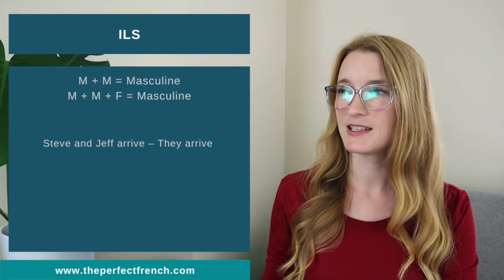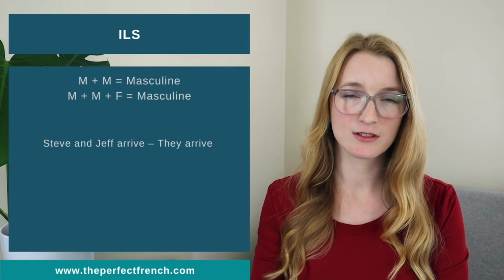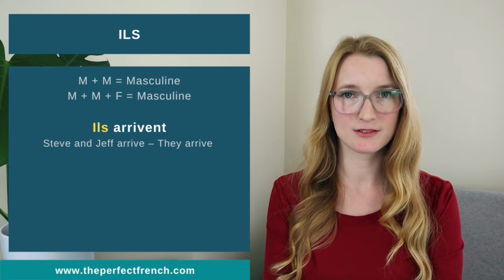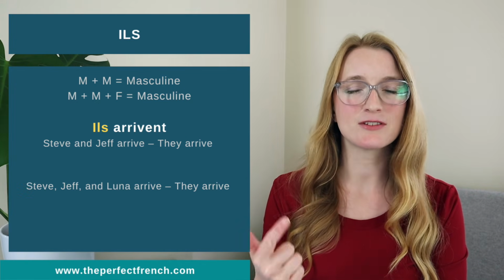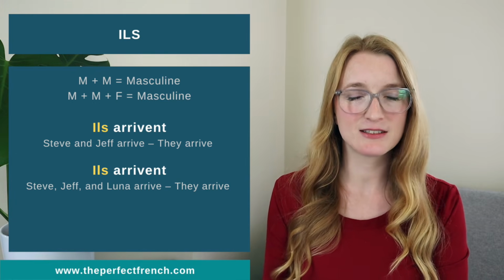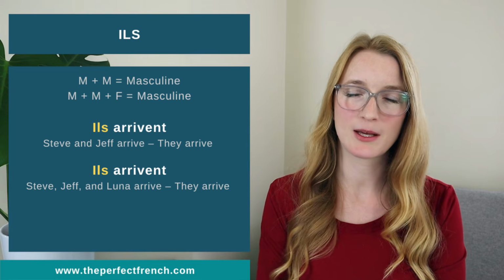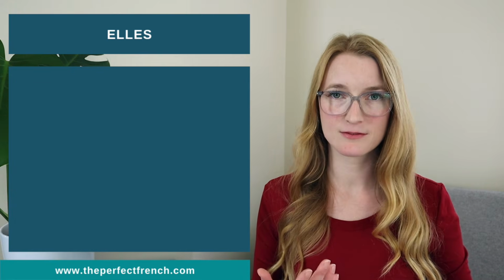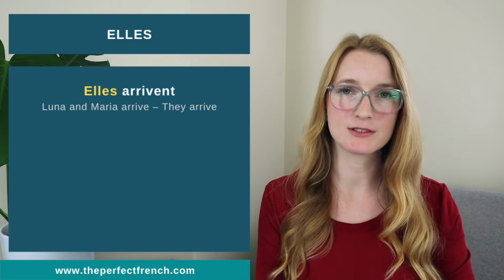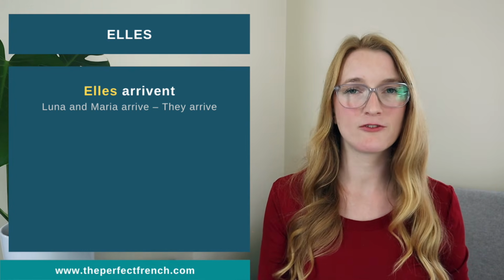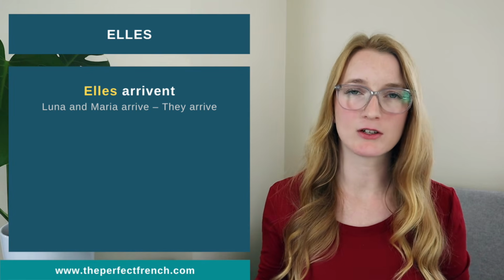So if we say Steve and Jeff arrive, they arrive, ils arrivent. So masculine. But if we had a woman in there, we have Steve, Jeff, and Luna arrive. They arrive. Ils arrivent. Okay, the masculine wins. Masculine plus feminine equals masculine. But we use elles only for feminine. Luna and Maria arrive, they arrive, elles arrivent. Feminine.